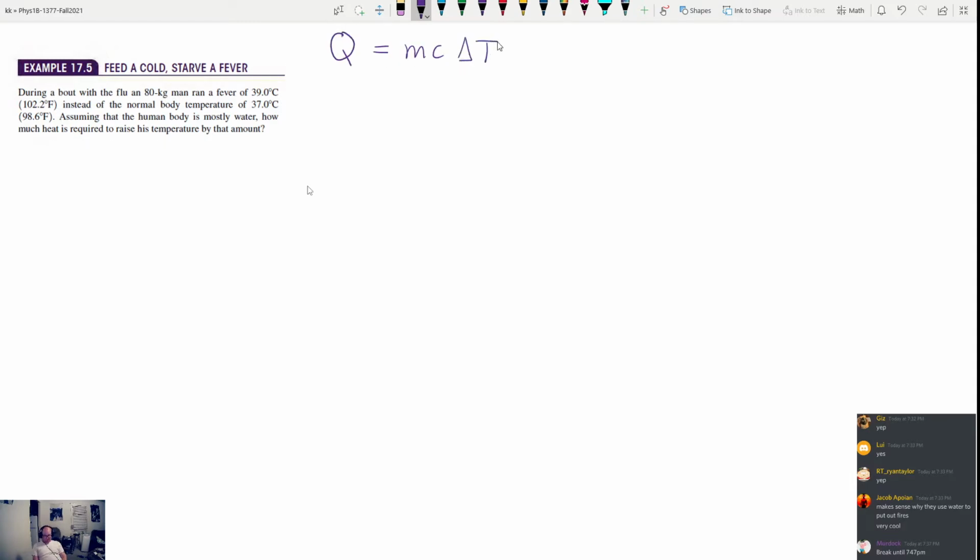So that's our specific heat equation. We're going to go through increasing levels of difficulty. We'll start off with something really simple. Then we'll add a little crinkle and we'll just keep going until we're doing some calorimetry problems.